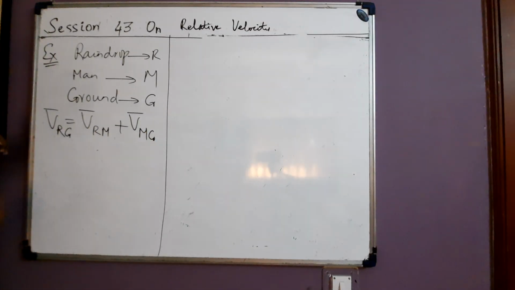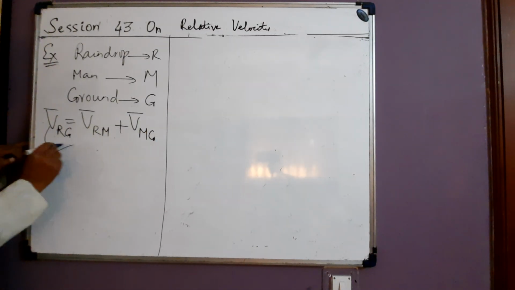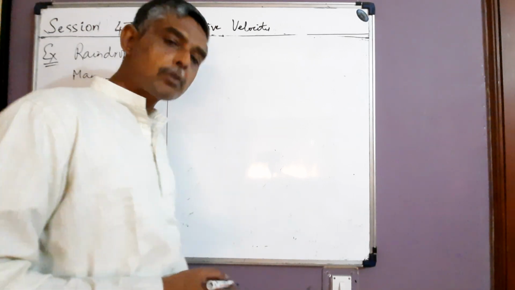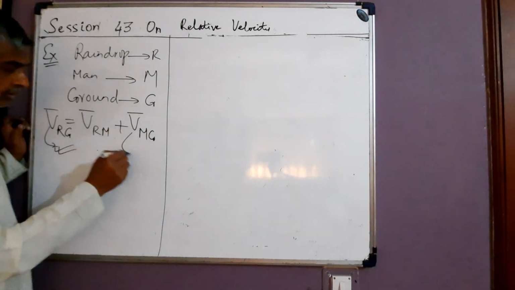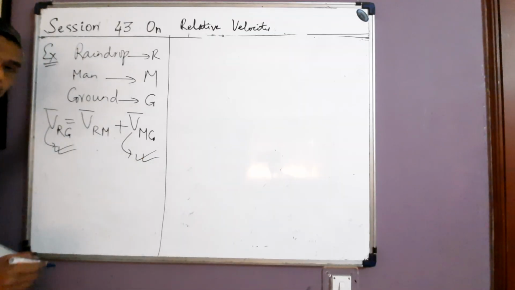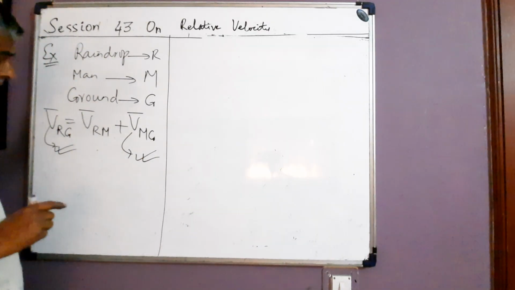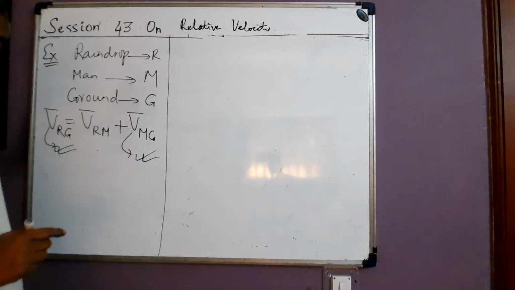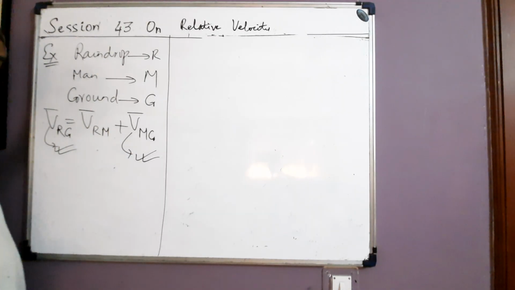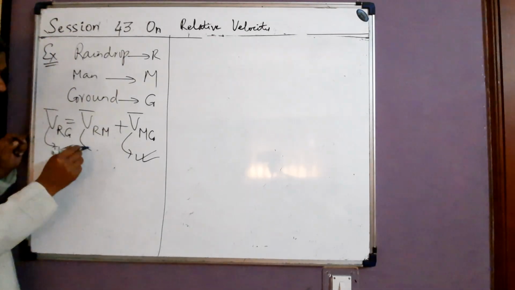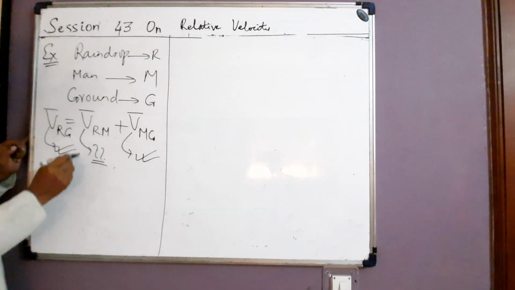Now VRG is given to us completely known, 4 km per hour at an angle of 30 degree to the left of the downward vertical. VMG is also completely known, 3 km per hour to the right with respect to ground, and nothing is specified about this. So it's again a problem of case 1.